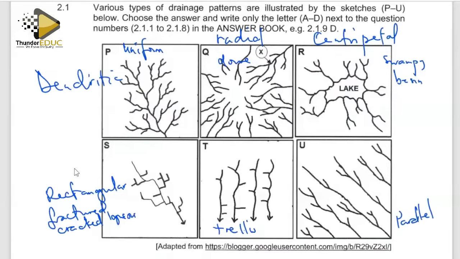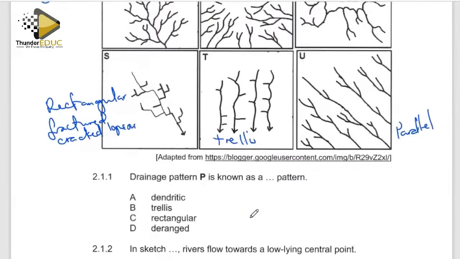Then trellis, this one, you can see, it implies that there is a valley and some high-lying area surrounding a valley. It forms in areas which are either folded or areas of major faults. Then this one, it forms also in areas which have got parallel folds. Right. That is basically the idea behind the drainage pattern.